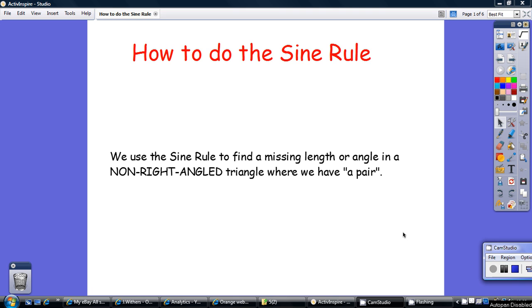Right, this video is all about how to use the sine rule. Now we use the sine rule to find either the length or an angle where you've got a non-right angled triangle, so where you're not having a right angled triangle where you can use SOHCAHTOA. And once you've got a non-right angled triangle and you have a pair, you can then use the sine rule. Now I'll explain to you what I mean by a pair.